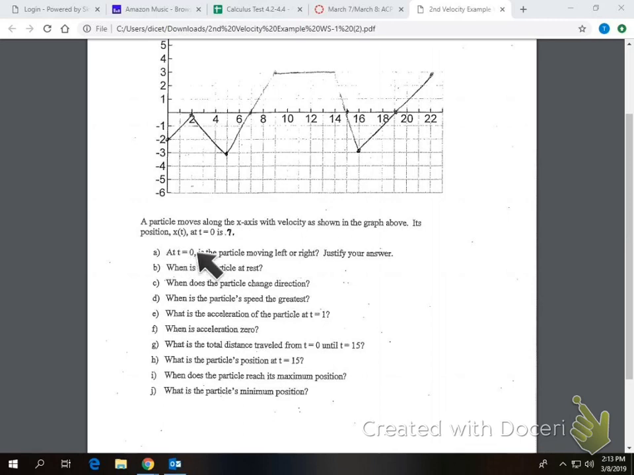At time equals 0, is the particle moving left or right? Justify your answer. It's moving to the left because the velocity is negative. Okay, so we're going to write left because our velocity v of t is less than 0, which is negative.